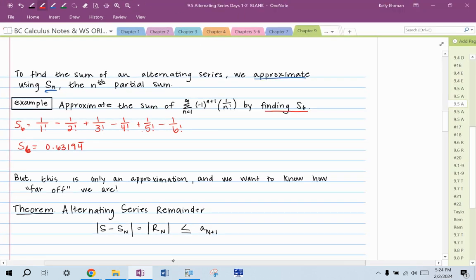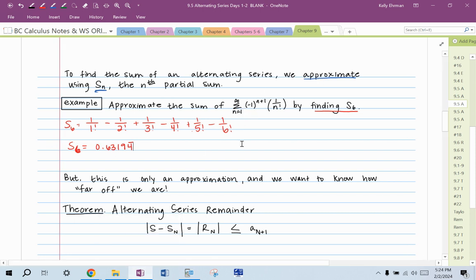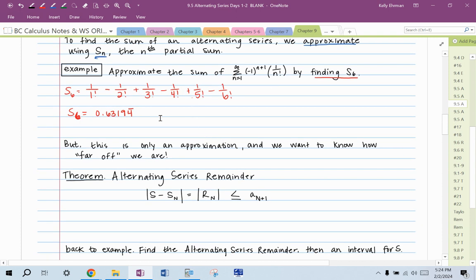Normally we round to 3 places for our AP exam, but when we're talking about error and how far off we are, we want to take this out to as many unique decimal places as we have, just for comparison. So we know this is not the exact sum. This is an approximation, and we want to know how far off we are. In other words, we want to know what is the error. Are we off by 1, or are we off by 0.5 or 0.01? Like, are the first 2 decimal places accurate or what?